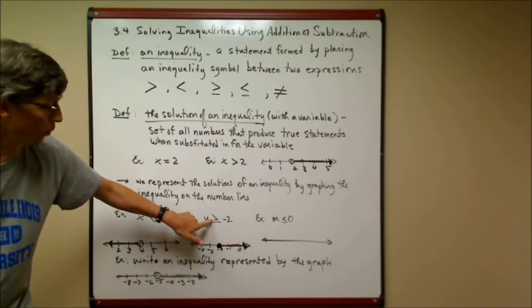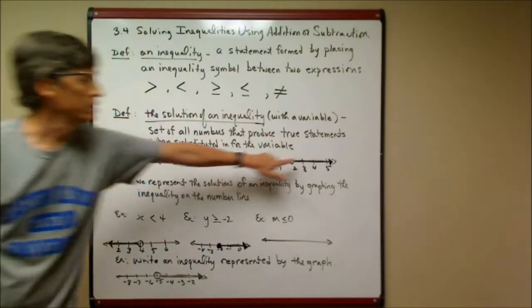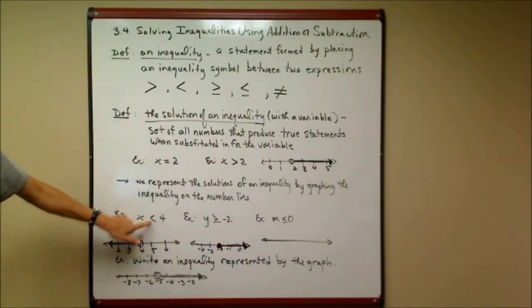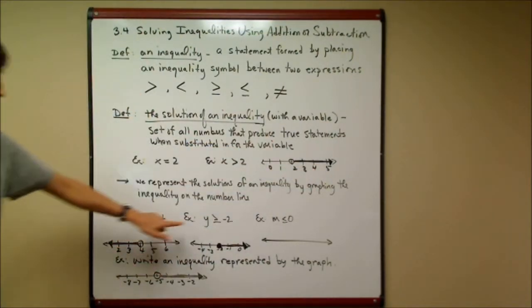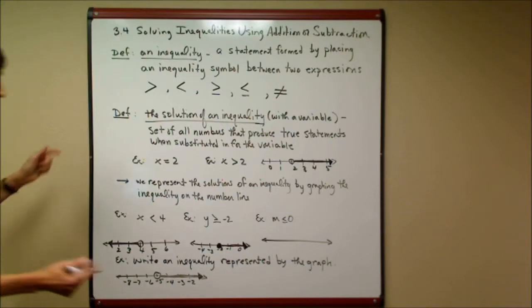See, this appears to be pointing to the right, I shade it to the right. This one's pointing to the right, I shade it to the right. This one was pointing to the left, I shade to the left. As long as the variable's on the left side, you can use that as a check. If the variable's on the right side, then it's just the opposite, as you might guess.